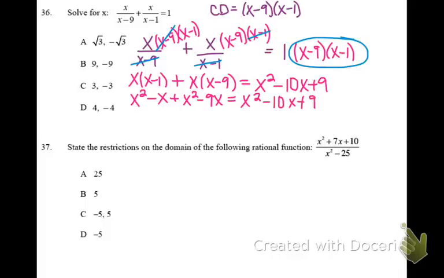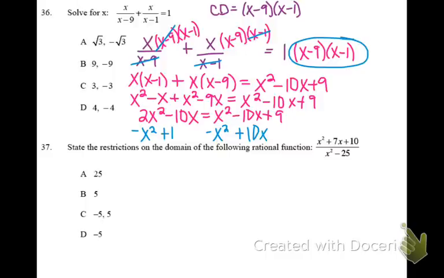That's why it's easier to just plug in your answers for x. But I will keep going. That gives me 2x squared minus 10x equals x squared minus 10x plus 9. Since you do have a quadratic, you want to get it equal to 0, so I'm going to subtract x squared from both sides. I'm going to add 10x to both sides, and I'm also going to move that 9 over. I'm going to rewrite it over here.